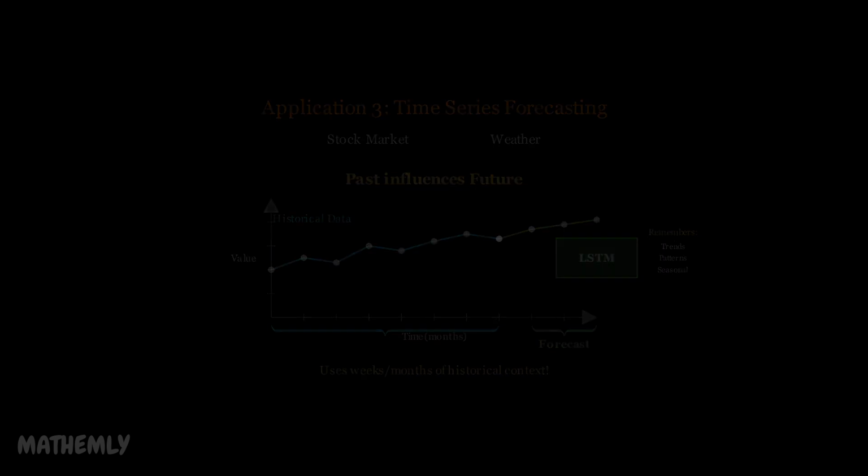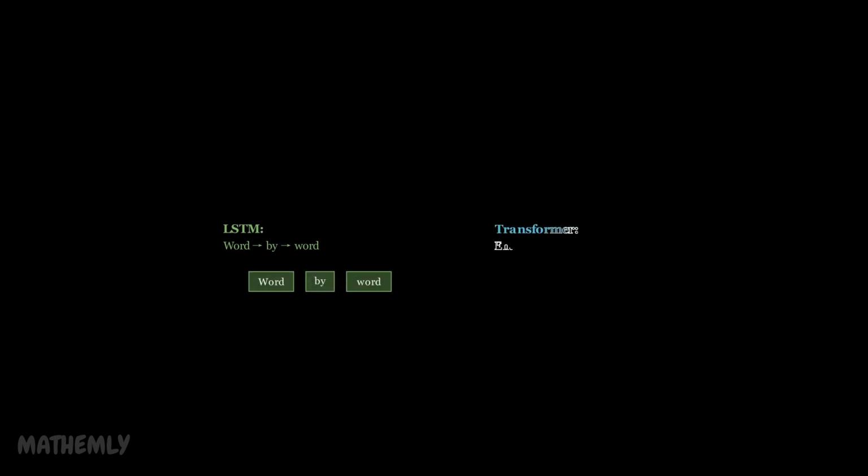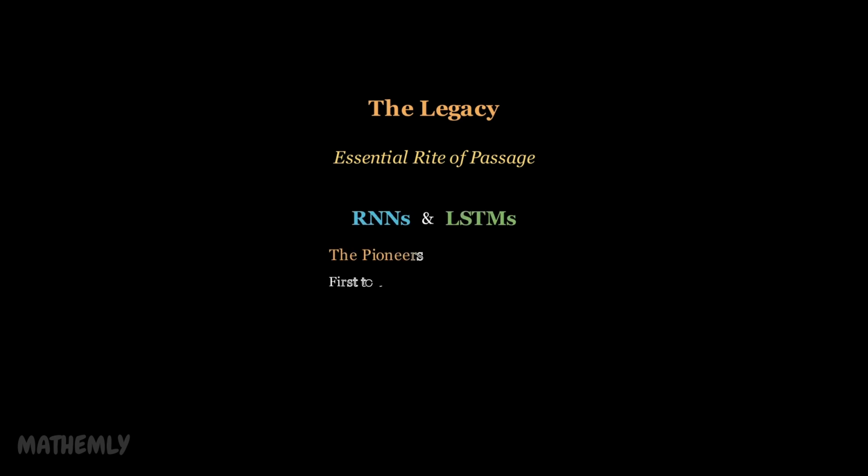Today, you hear a lot about transformers, the architecture powering large language models like ChatGPT. Transformers have mostly taken over because they can process entire sequences all at once rather than word by word. But understanding RNNs and LSTMs remains an essential rite of passage. They were the pioneers. They were the very first architectures that successfully taught machines how to remember.